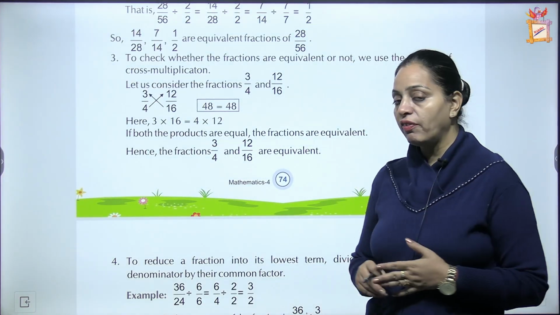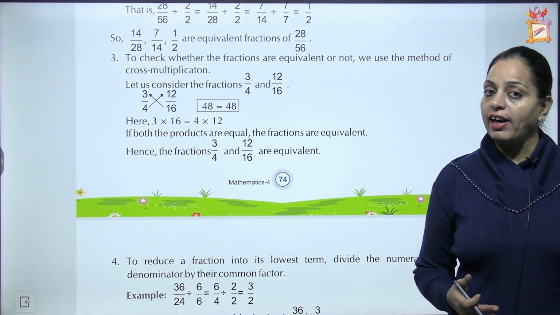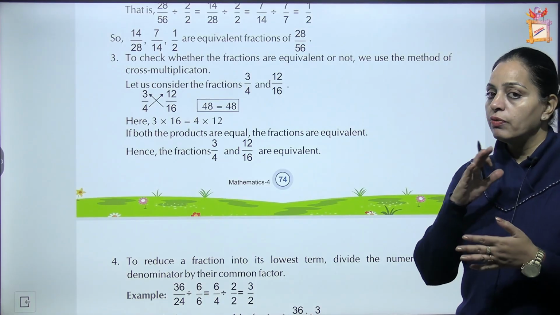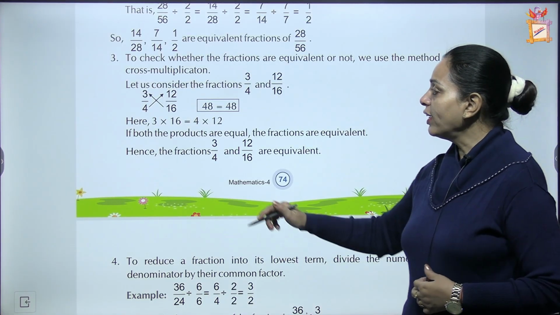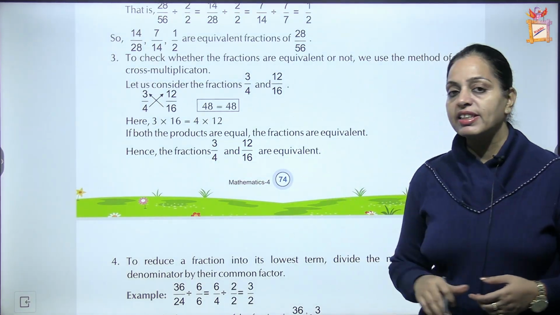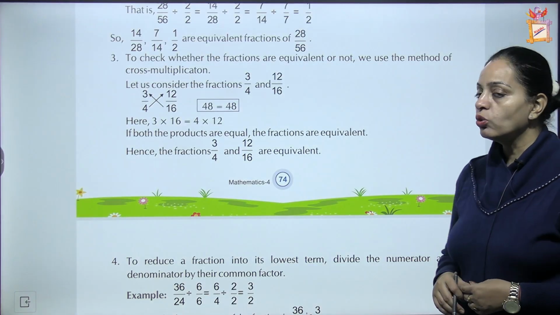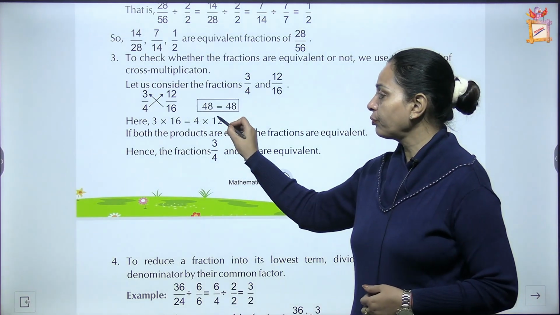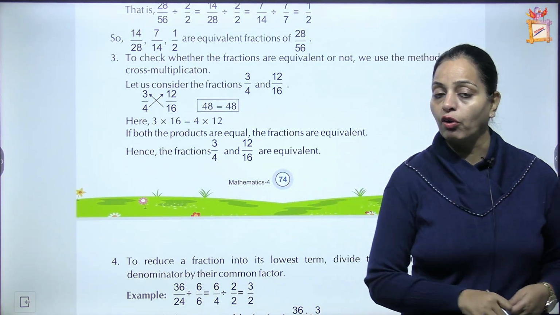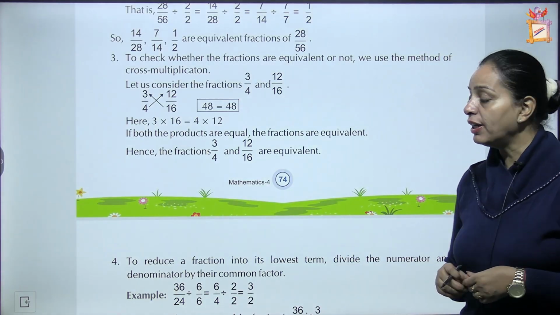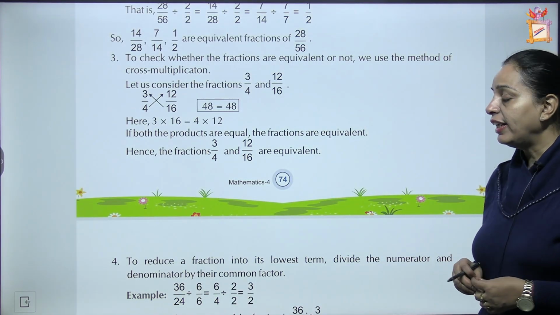Now two fractions are given, and we have to check whether they are equivalent or not. What to do? Cross multiply. So let us consider 3/4 and 12/16. Cross multiply: 3 into 16, 12 into 4, 48 equals 48. The product is the same. It means the fractions are equivalent.